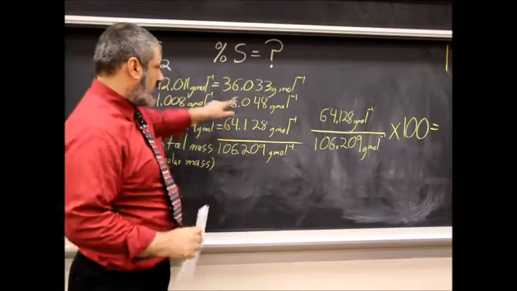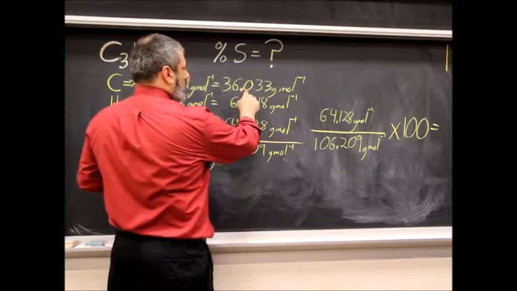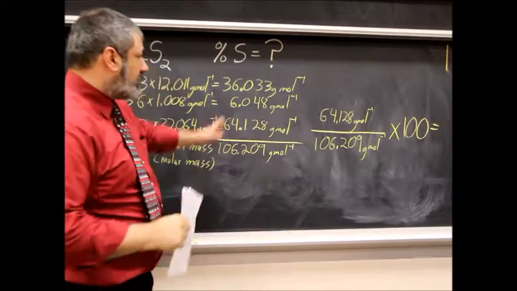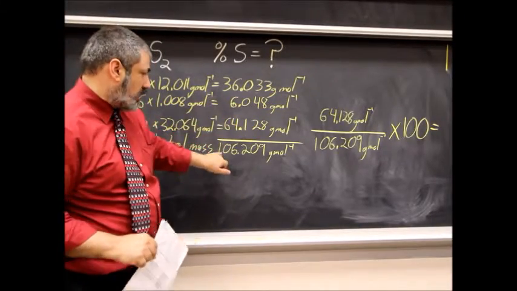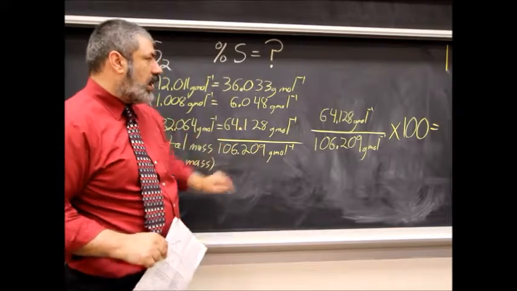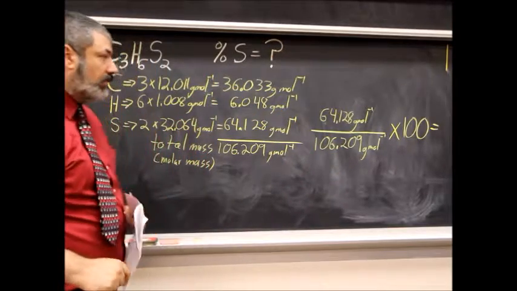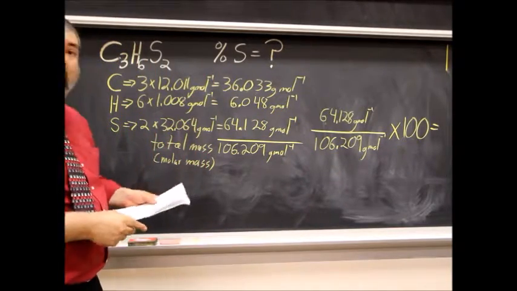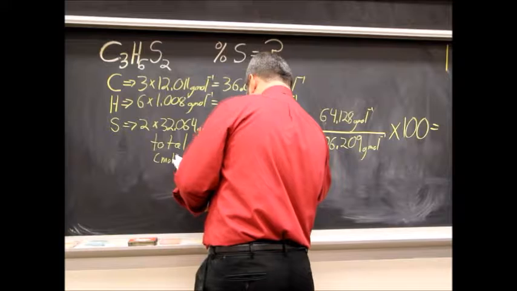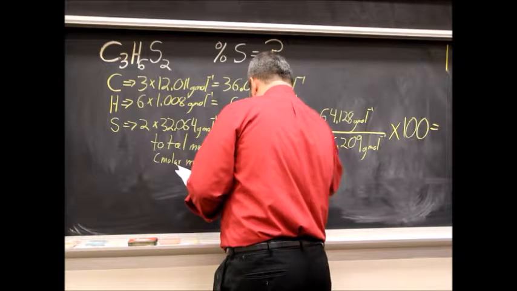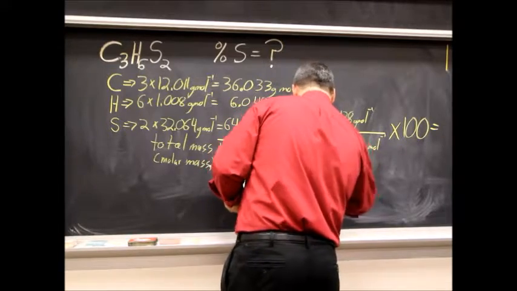Notice from significant figures, I tried to line up the decimal points. If I take a step backwards, each one of these, tenth, hundredth, thousandth, goes out to the thousandth. So that's how I can get away with 106.209, 5 significant figures, 6 significant figures. So my final answer will be to 5 significant figures. And 60.38% sulfur.